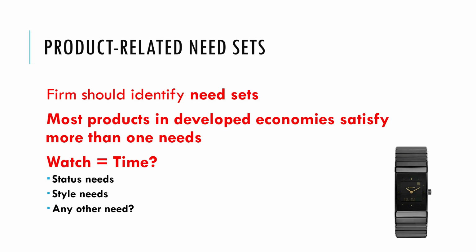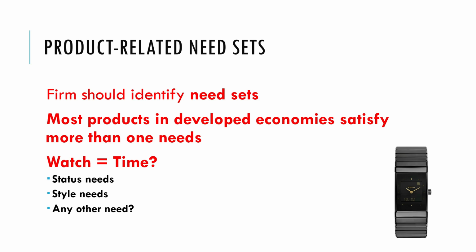We define need set as something that reflects the fact that most products in developed economies satisfy one or more needs. So that is called a need set. And there are different needs that are associated with a particular product. For example, a watch. Previously a watch was actually for the time. Now it can be a status need as well. It can be a style need as well. And as watches have evolved, it can be a need for fitness as well.